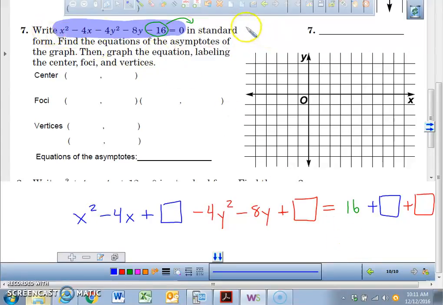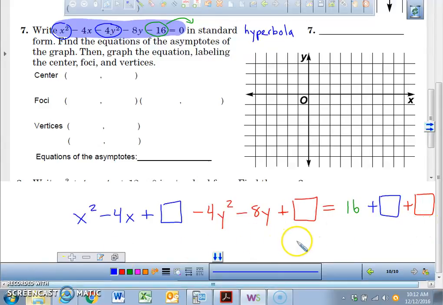Everybody, for number 7, I want you guys to label this. This is going to be a hyperbola. I know it's going to be a hyperbola because here I have an x squared and here I have a minus 4y squared. So when you have a difference right here, you know it's going to end up being a hyperbola, not an ellipse, definitely not a circle. All right? So what we've done is we've rearranged everything down here.